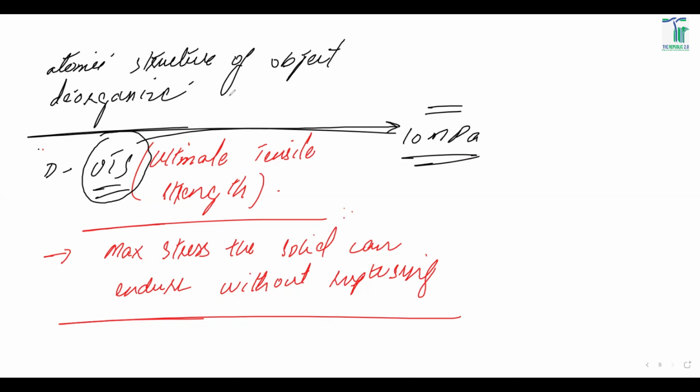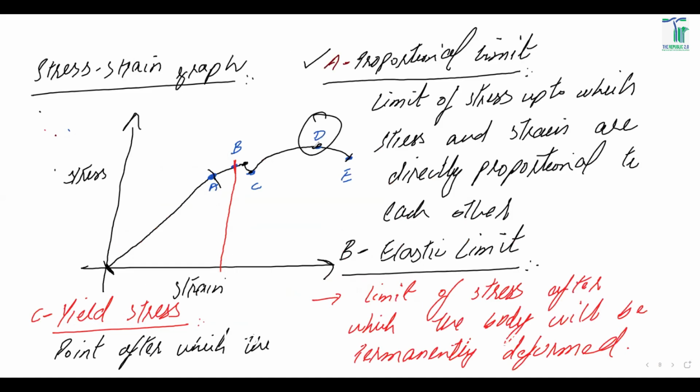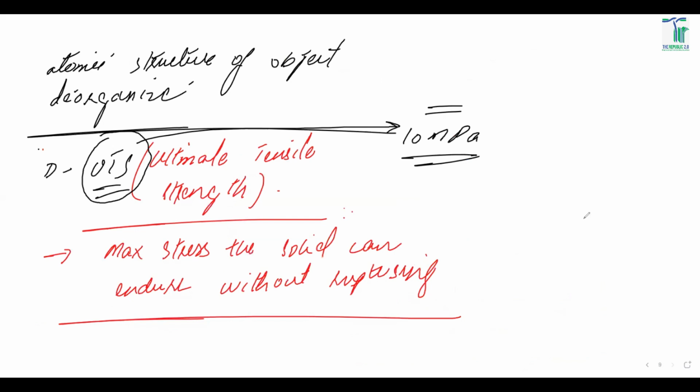So UTS is the maximum stress that an object can endure without breaking itself. Whenever you want to measure the strength of any solid, you need to check its UTS, the ultimate tensile strength, right? And the last point, the point D is known as the fracture stress, right? Sorry, not D, it was E over here. So E. Now, what is E? It is the fracture stress.